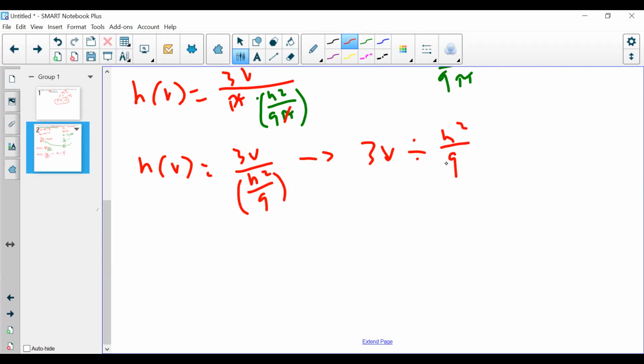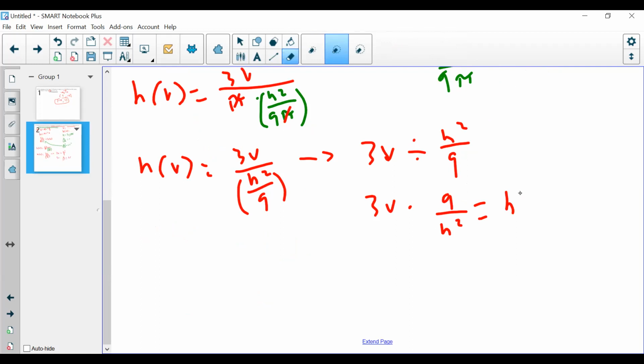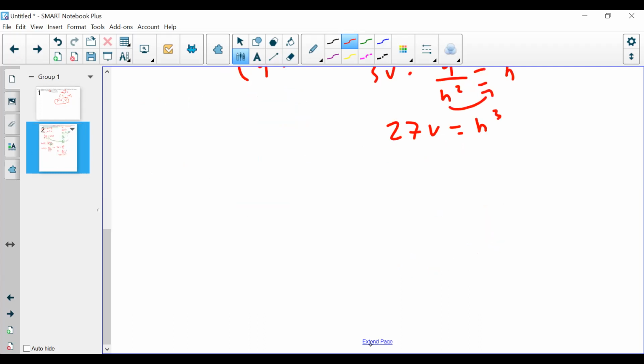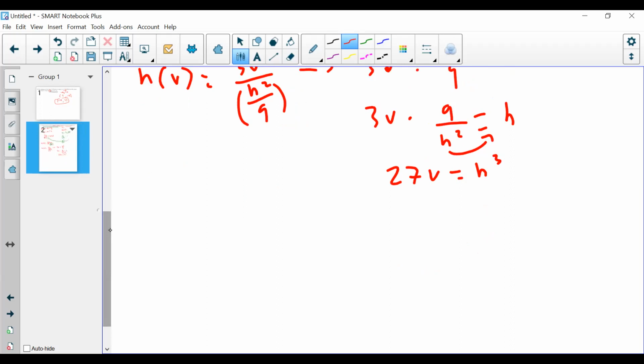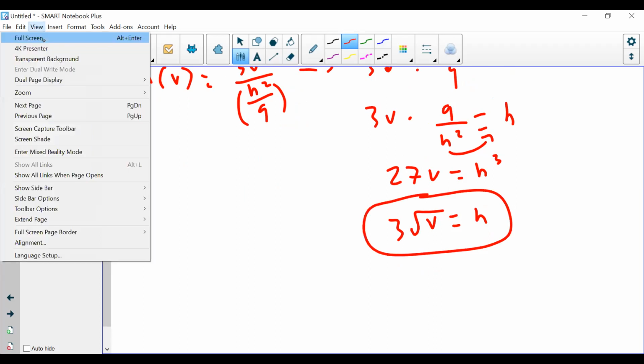So what I'm really doing is dividing a term by a fraction. So I can rewrite this as 3v multiplied by 9 over h squared, flipped. And this all equals h. We'll leave it as h right now. So I'm just going to simplify it down. 3v times 9 gives me 27v. h squared, I'm going to move to the other side by multiplying both sides by h squared to get h cubed. Cube root both sides to get rid of the cube, ending up with 3 cube root of v equals h. So there's a lot of arithmetic going on there.